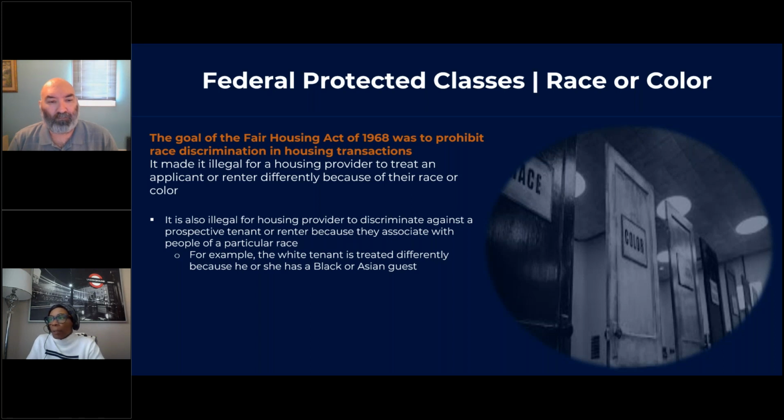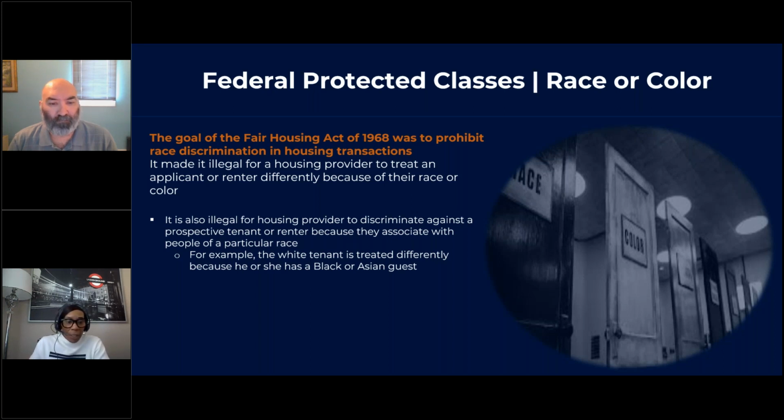Again, race and color are protected classes. When Congress passed the Fair Housing Act in 1968, one of its primary goals was to prohibit racial discrimination. That's what got the ball rolling. It is illegal for a housing provider to treat someone differently because of their actual race, color, or perceived race, and or color, because the person is multiracial or in a relationship with someone of a different race. A housing provider may not discriminate against a current or prospective tenant because they associate with people of a different race.